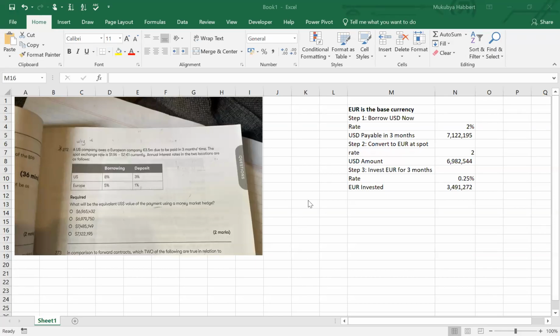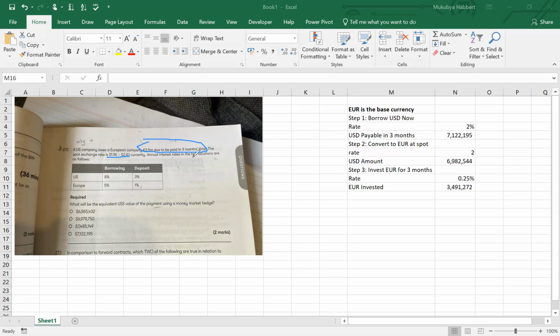So this question, you're saying that this is a US company which owes a European company 3.5 million euros, which is due in 3 months' time. So they've given us the spot as 1.9622 per euro. The first thing that you should see from there is that the euro is the base currency. Because remember, I told you that the one which has the per, or the one that has the 1, is the base currency. So the euro is the base currency.